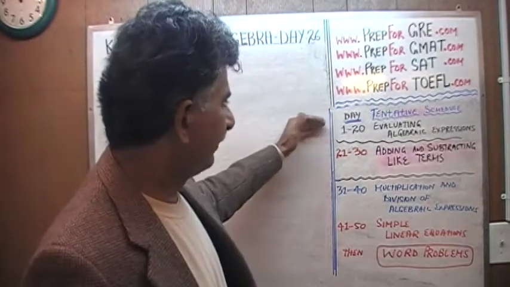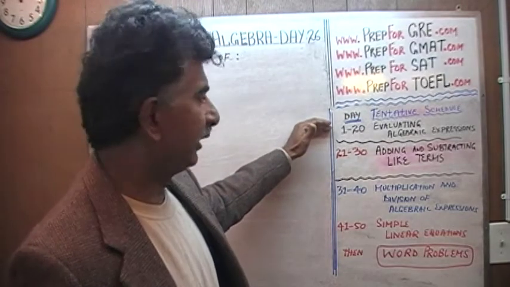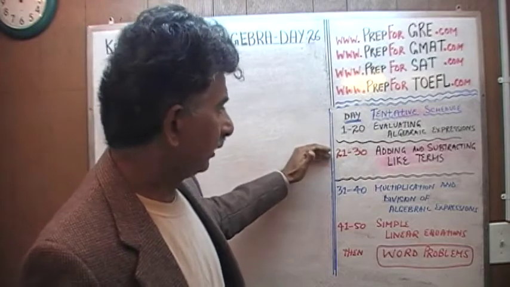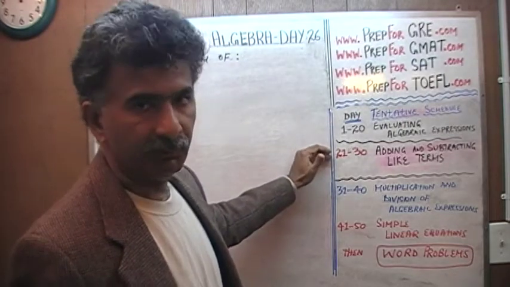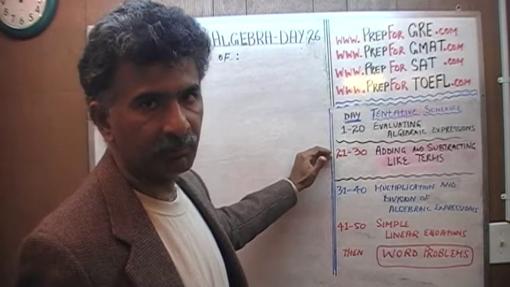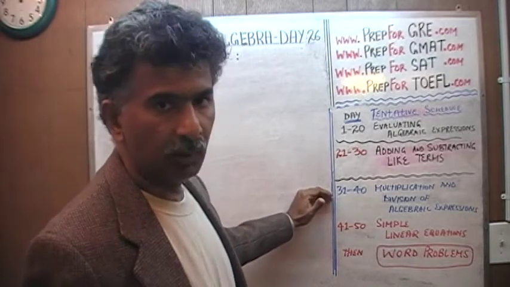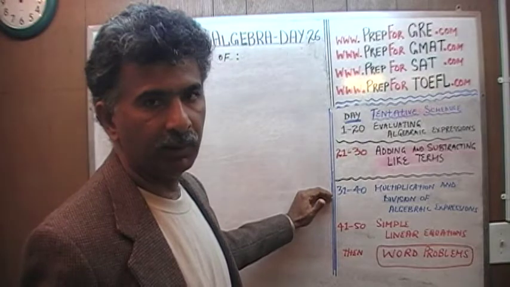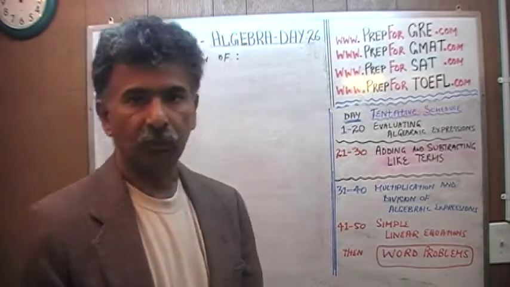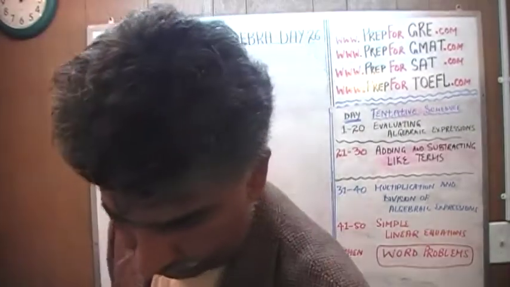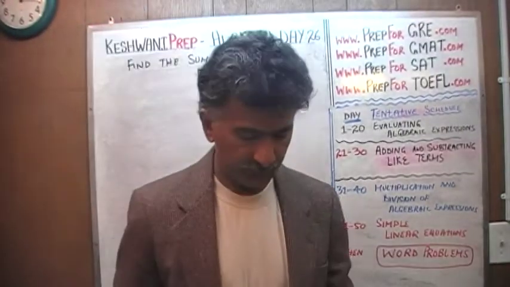We started from the very basic, evaluating algebraic expressions. That's what we did in the first 20 days. Right now what we're doing is learning how to add and subtract like terms. Once we have learned how to add and subtract algebraic expressions, then we'll move on to learning how to multiply and divide algebraic expressions. And after that, we'll go into solving linear equations. And then of course more complicated stuff will come afterwards.